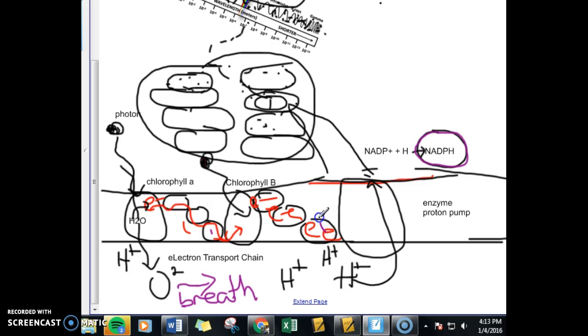So all these electrons are donating energy so that the enzyme can combine NADP plus and H plus, which is hydrogen, to yield NADPH. So that's my end product, NADPH, which is just energy.